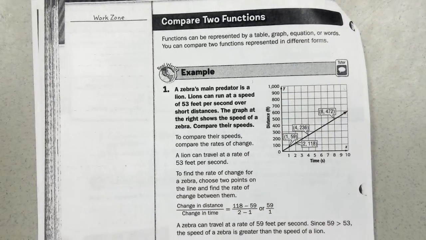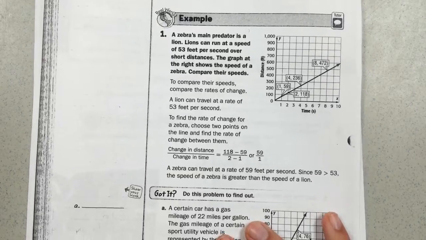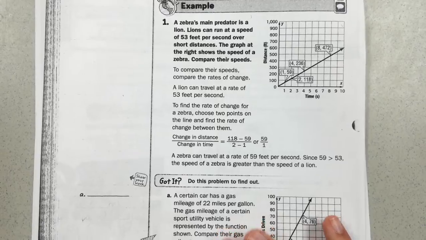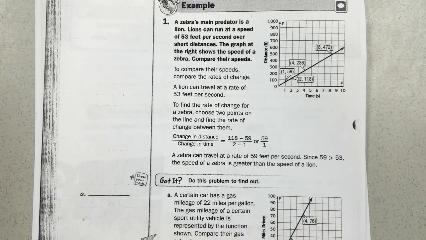All right, so the example 1 here, okay, which is done for us, says a zebra's main predator is a lion. Lions can run at a speed of 53 feet per second over short distances. The graph to the right shows the speed of the zebra. Compare their speeds. Now, we know from what it just said, we know how fast the lion can run. We've got to find out how fast the zebra can run so we can compare their speeds.